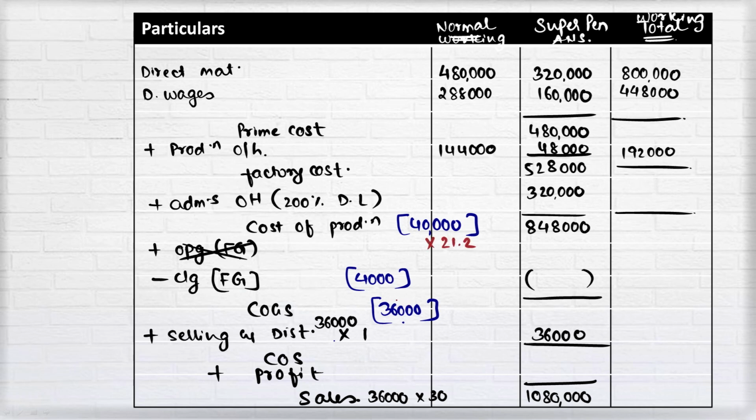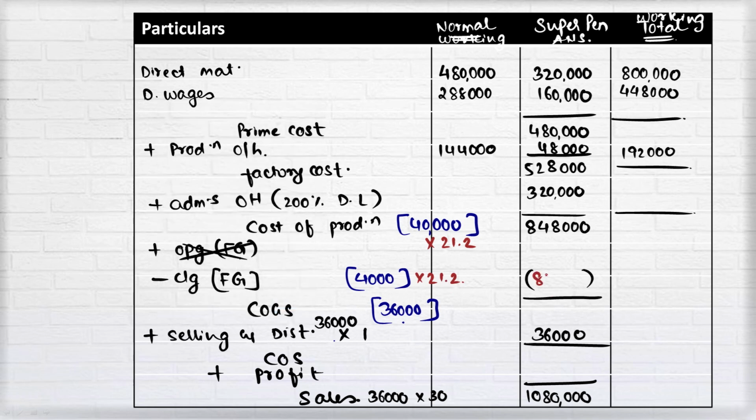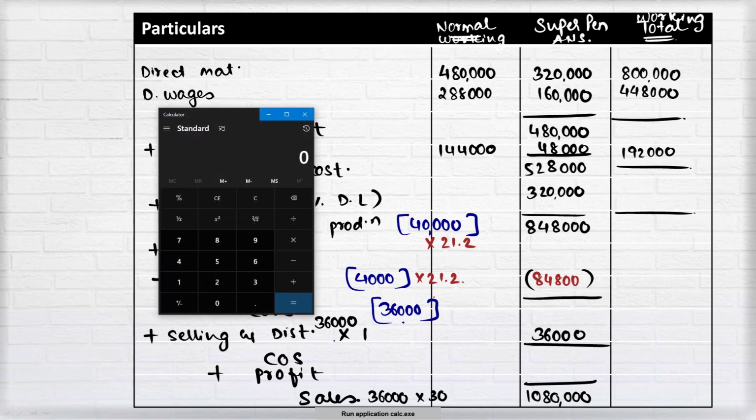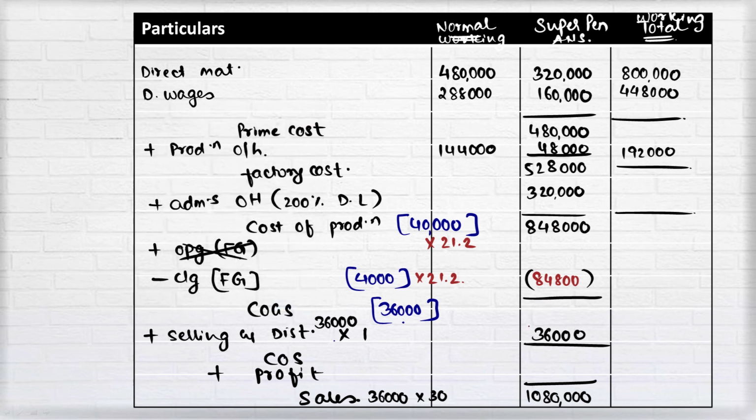So closing stock is normally valued at 21.2, which is my cost of production. So closing stock will be 4,000 into 21.2, which is 84,800. So cost of goods sold, which are 36,000, will be 8,48,000 minus 84,800. 763,200.